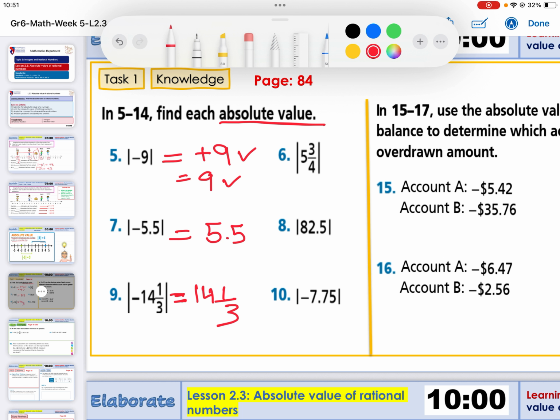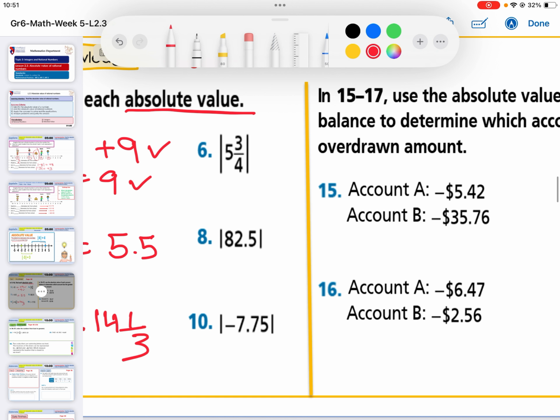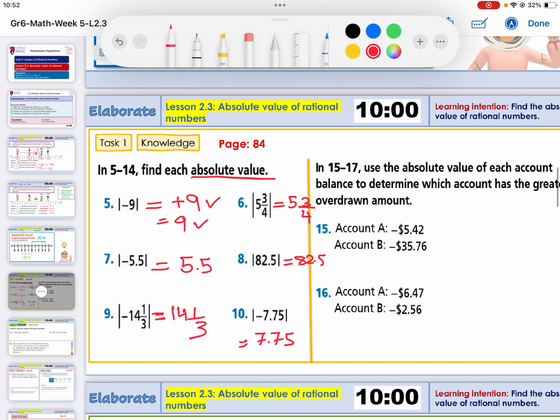Again, you can put the positive sign or you can not put it. It's totally optional, because a number without any sign is, by default, a positive number. So let's move on here. The absolute value of 5 3/4 will be the same number, positive 5 3/4. 82.5 will be 82.5. Negative 7.75 will be 7.75.